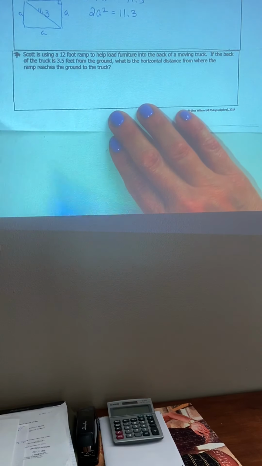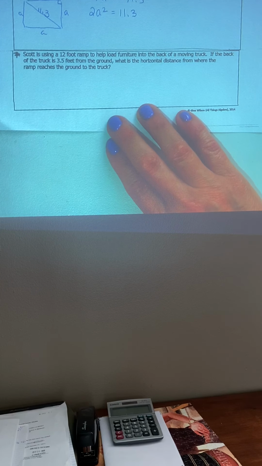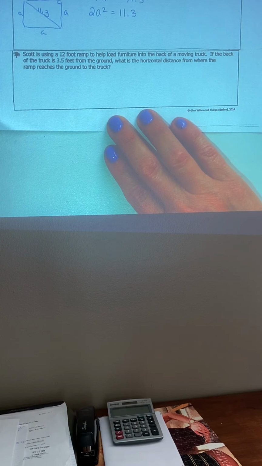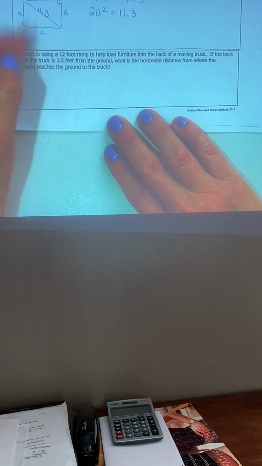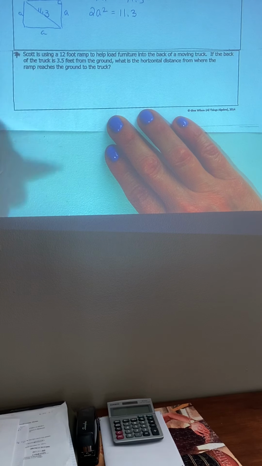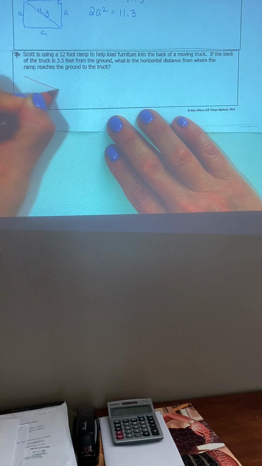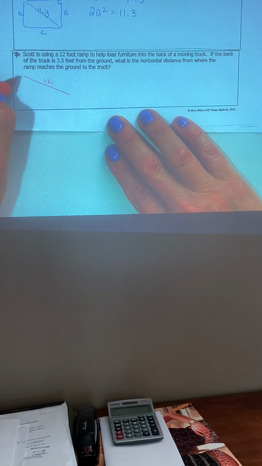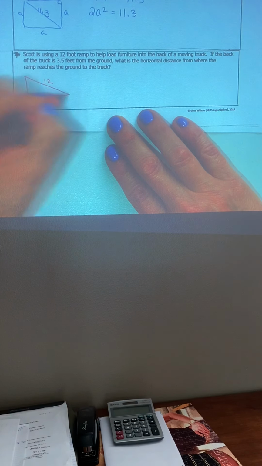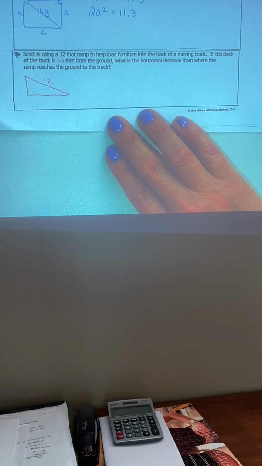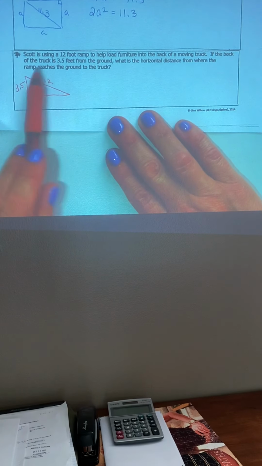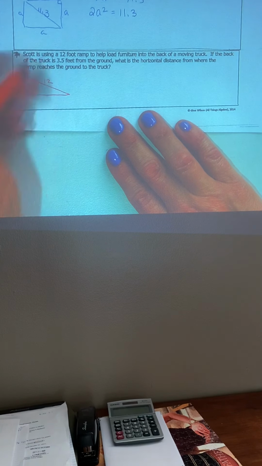Scott is using a 12-foot ramp to help load furniture into the back of a moving truck. If the back of the truck is 3.5 feet from the ground, what is the horizontal distance from where the ramp reaches the ground to the truck? Okay, so he's using a 12-foot ramp to help load the furniture. A ramp is like a ladder. The back of the truck is 3.5 feet from the ground.